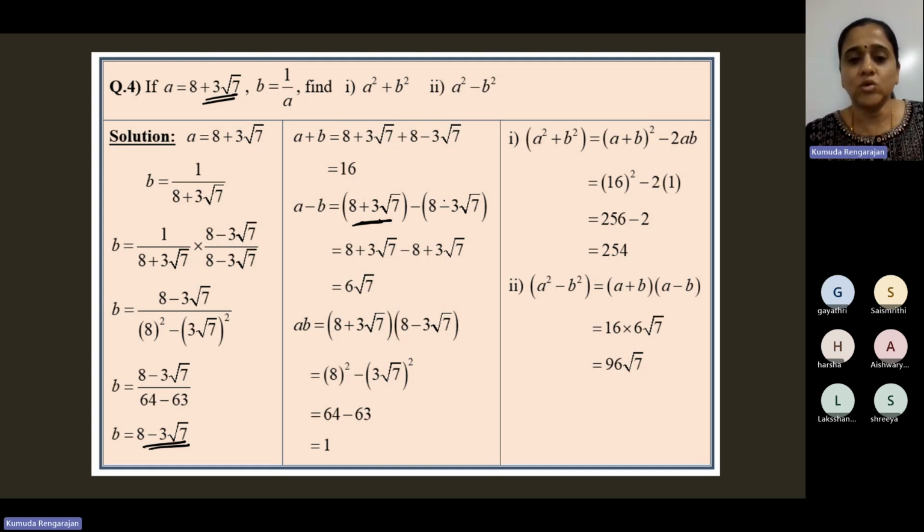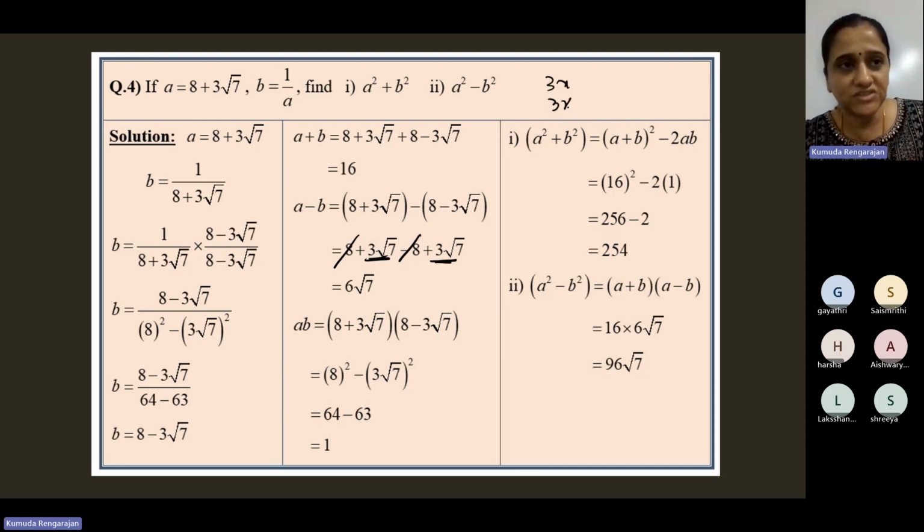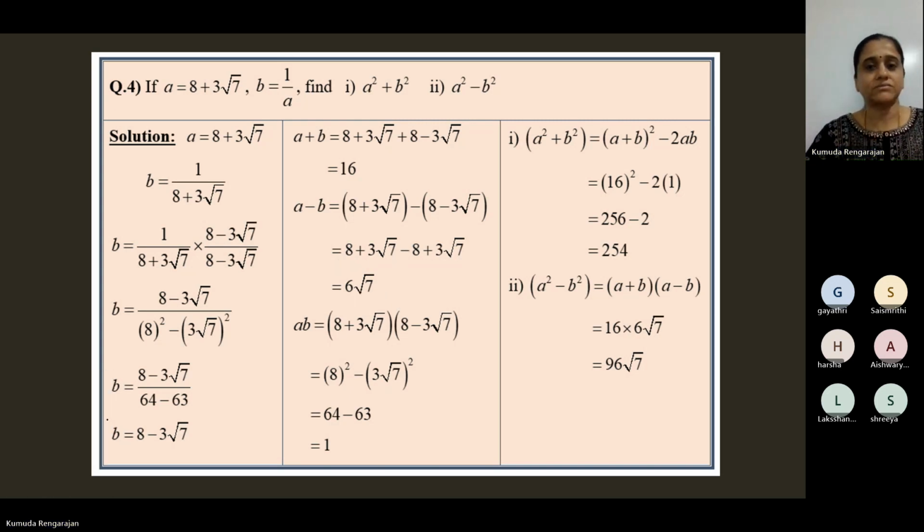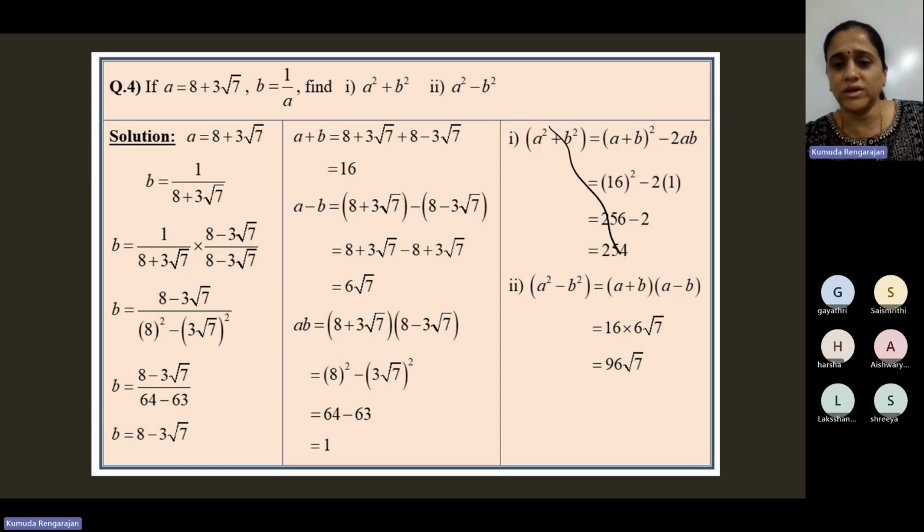When you open the bracket, it will be minus 8, minus into minus plus 3 root 7. Look at the board. 8 plus 3 root 7, minus 8 plus 3 root 7. So 8 and minus 8 get cancelled. So 3 root 7 and 3 root 7, like 3x and 3x is 6x. So 6 root 7. A minus B is 6 root 7. Don't look at this one. Okay, so now we are good to go.